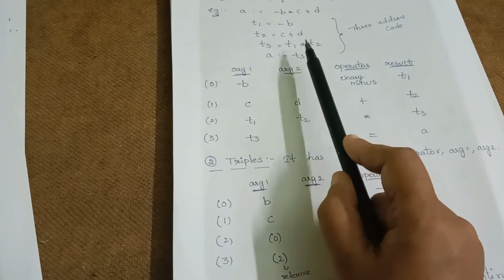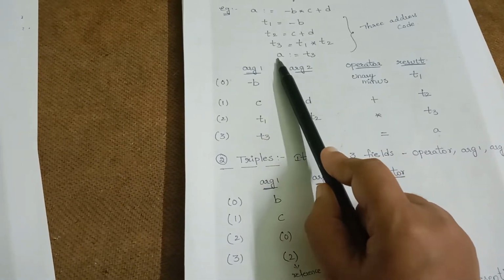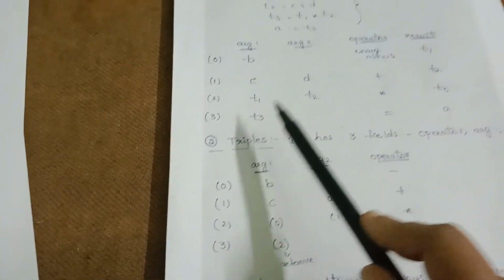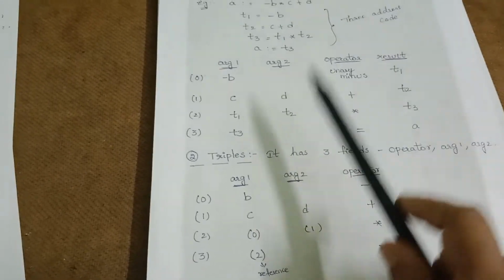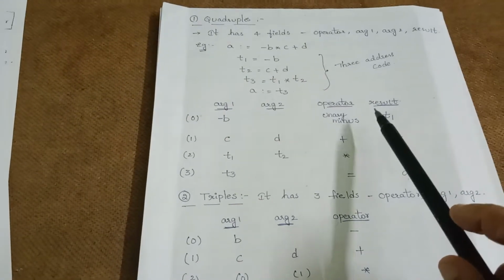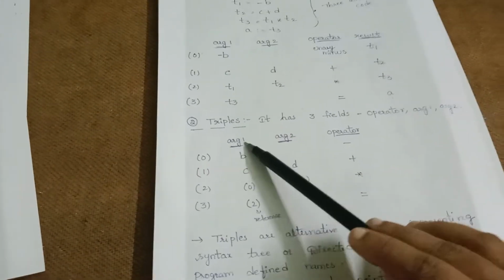So here argument 1 is T3 and the operator is equal to, and the result is stored in A. So in this way we are going to construct a table for the quadruples. And next one is triples.